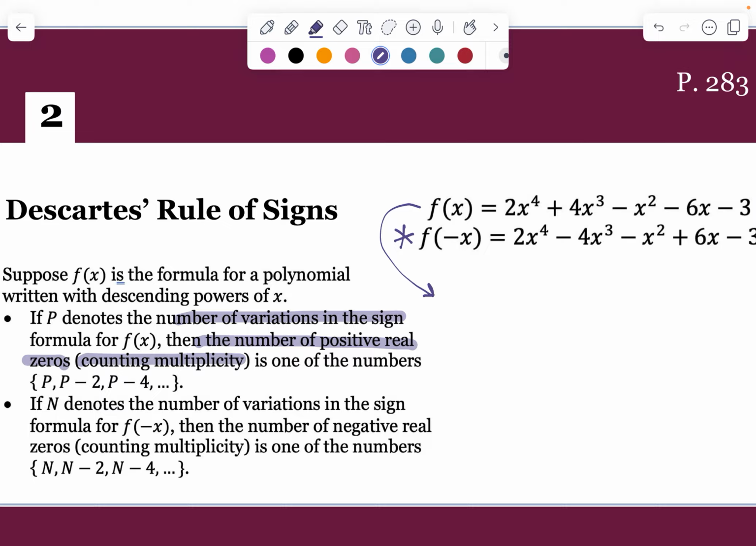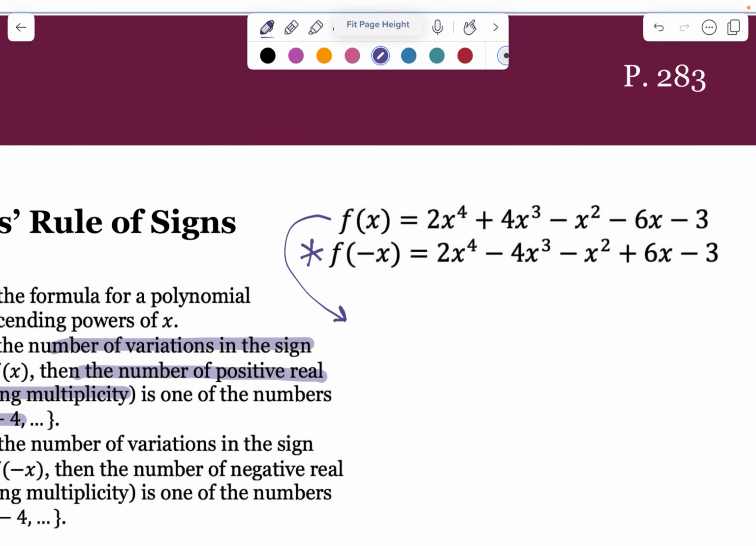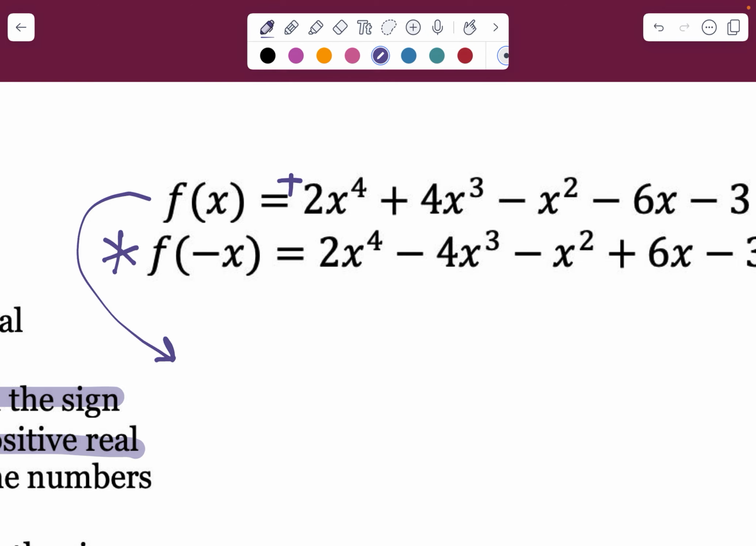When we get that value, if it's big enough, we'll also subtract 2, 4, 6, 8, etc., as long as the result of those is positive. Sometimes we may be able to do that a few times, sometimes we might not be able to do that at all. All right, so let's take a look. We obviously have a positive 2x to the fourth, then we have a positive 4x cubed, then we have a negative x squared. From here to here, we have a sign change, so that's 1. And then you can see that from there to the end, we still have negatives, so we don't have any more sign changes.